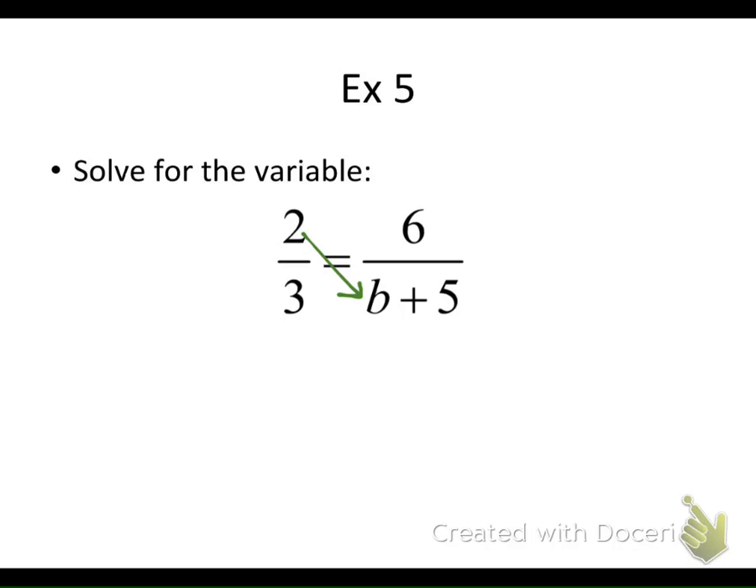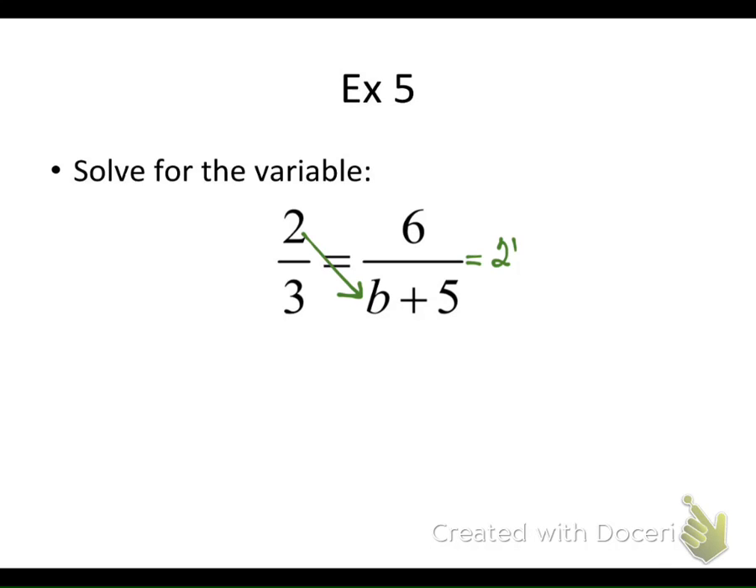Say again? Louder? I bring the 5 with it, but does that mean I'm going to multiply the 2 with the 5? No. Okay? So when I cross multiply, I have to multiply it by every number or every variable. So I'm going to take 2 times b and get 2b.